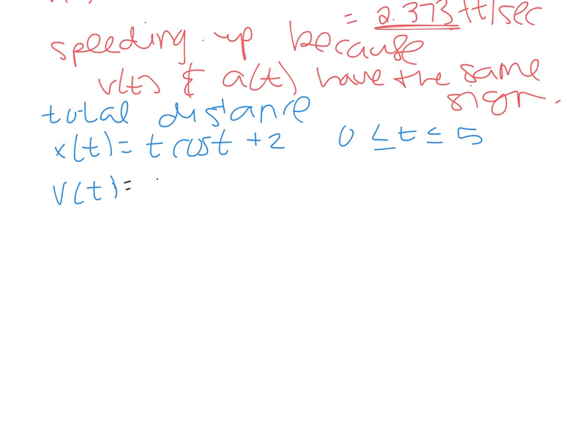So velocity is equal to cosine of t minus t sine of t. So we need to figure out all the times where this thing is stopped between 0 and 5. That means we need to figure out where this is going to equal 0 between 0 and 5. The easiest way to do this is to look on your graph and calculate the zeros of your graph.